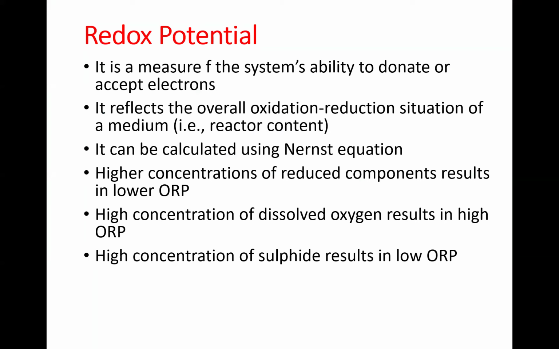In a dynamic system like anaerobic digesters, for example, a variety of redox reactions proceed at the same time. Depending on the composition of the solution and the gas phase, the redox potential may be different. It can be calculated using the Nernst equation, and a high concentration of redox components results in a lower value for redox potential, or noted as ORP. A high concentration of dissolved oxygen results, of course, in a high ORP.